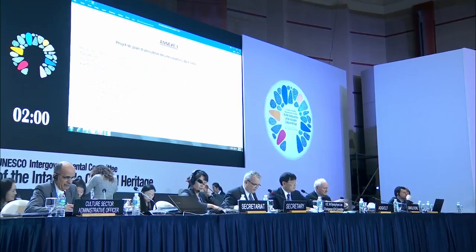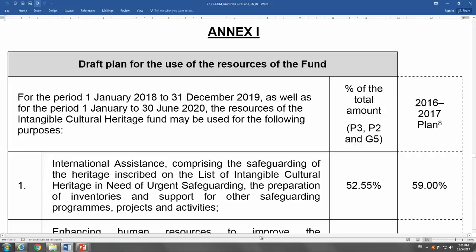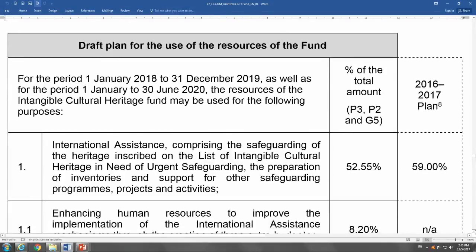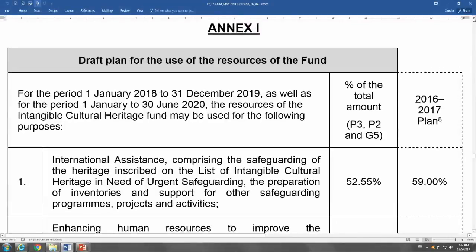Thank you, Mr. Chairperson. First, I would like to thank the committee members for acknowledging the critical situation we're facing in terms of human resources, and particularly in relation to the implementation of international assistance. As the Chair has explained, Decision 4 has been adopted, but Decision 4 refers to Annex 1, where the details of the budget are. So we are proposing a revised Annex 1. We will ask you to adopt the revised Annex 1, and you will see how the revised Annex 1 now contains 3 posts in the budget.